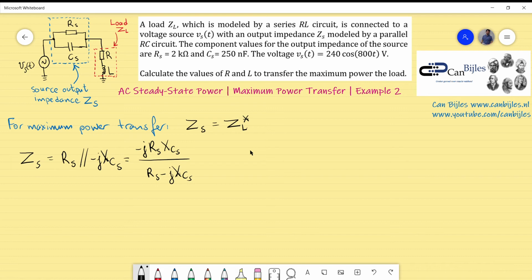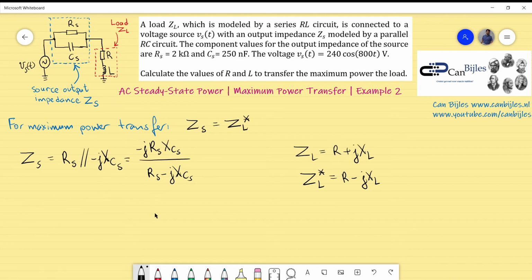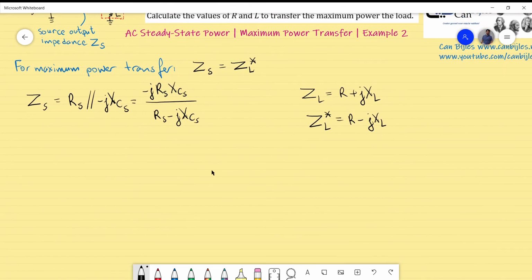Okay, now if you continue with the analysis, you will have to equate the expression of this one to the complex conjugate of the load. So what is the load? Let's write it down also. The load is equal to R plus jX_L. If you have the complex conjugate of this, that will mean R minus jX_L. I will need this expression and equate this to the expression for Z_S, after substituting the values and simplifying. So let's do that first. I have to simplify the expression for Z_S.